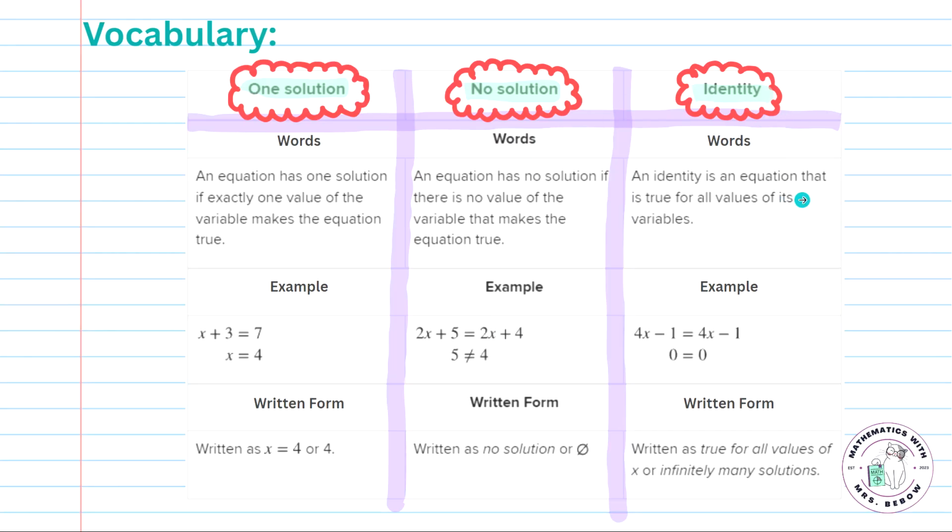An identity is an equation that is true for all values of its variables. So again, I have a situation where both sides are exactly the same. And this means no matter what I plug into this equation, it's always going to be true. So it's true for all values of x, or infinitely many solutions. We'll take a look at no solution and identity types of examples in a later video. For this one, we're going to look at ones that actually have one solution just like we're used to. But just know that when you have all of these mixed together, especially on your practice assignments, there's the possibility of having an identity, a no solution, or again, as we're used to, a one solution situation.